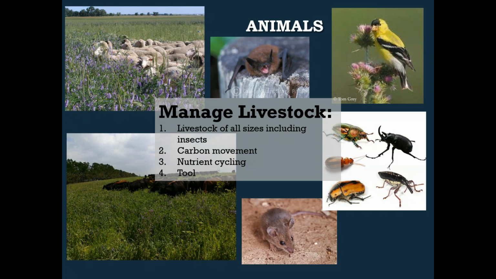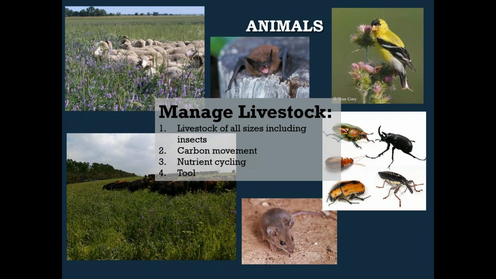Animals in the operation. And when we're talking about livestock, we're going to talk some about grazers, cattle, sheep, goats, horses, other types of grazers, but it also is looking at managing other types of livestock, looking at managing birds and bats, small mammals, insects. All of those are part of the livestock that's going to impact the carbon movement and the nutrient cycling. So these are tools that you can put into place or you can enhance having in your environment.